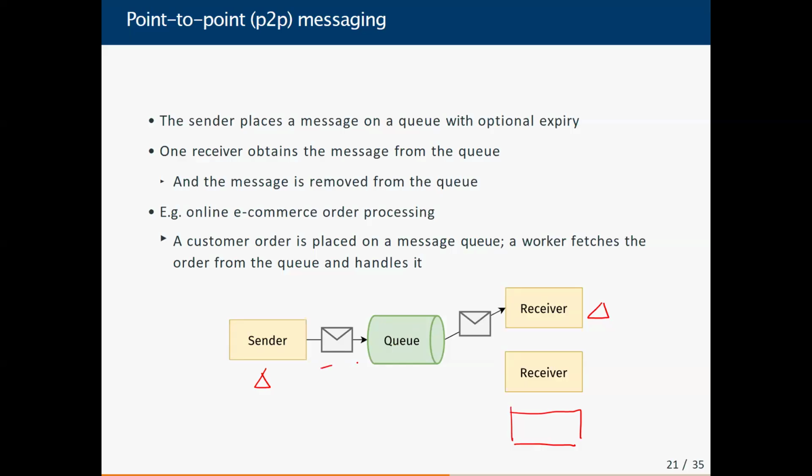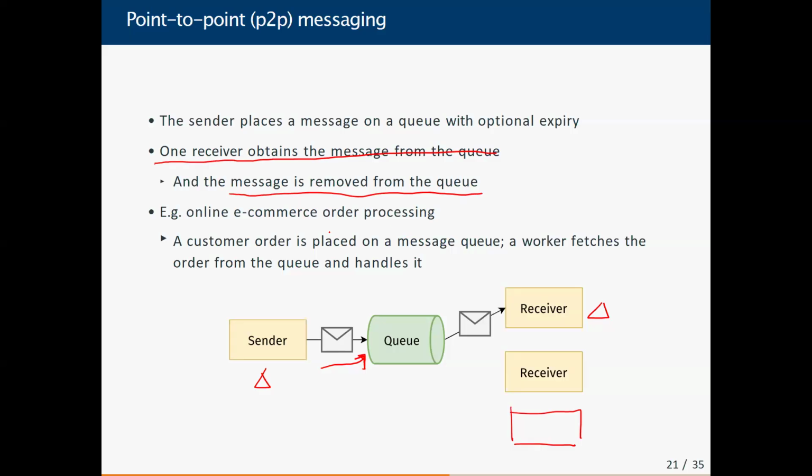The sender puts the message inside this queue, and then the receiver who needs this message will take it, and others will not deal with this message. So only one receiver will receive the message. It's just like what I've written here. One receiver obtains the message from the queue, and after that, this message will be removed from the queue, which means only this receiver can obtain the message. Other receivers will not be able to receive this message anymore.